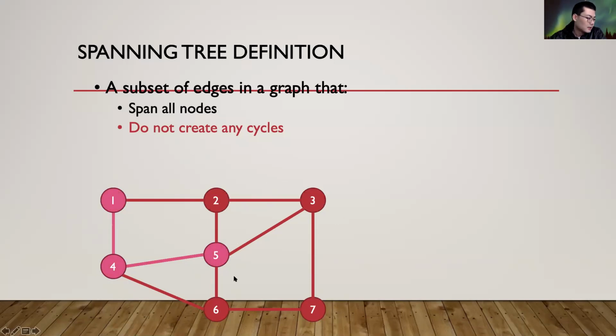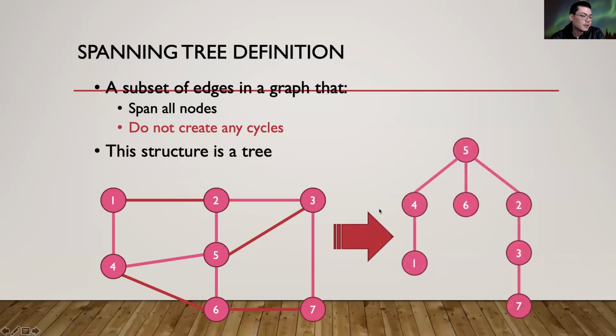Okay, let's say starting from 1, we have 2, right? But we send to 4, and then send to 5, and then send to 2, and 6, and then reach 3. If we do something like this, then this is a tree. And this will structure the tree, and it will be something like this. Right? 5 is the root.